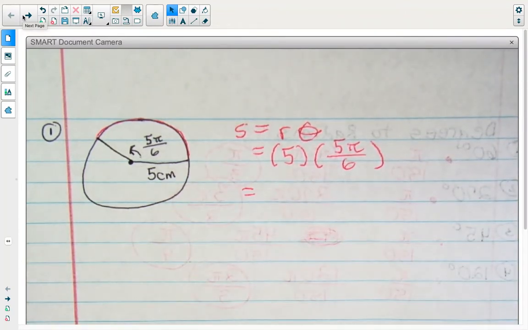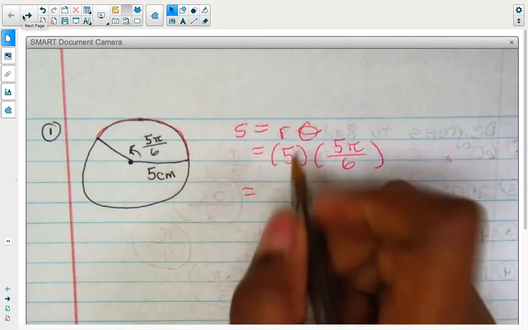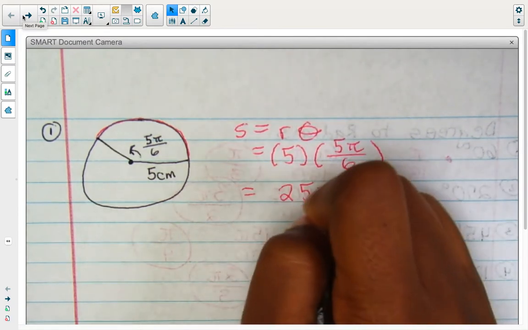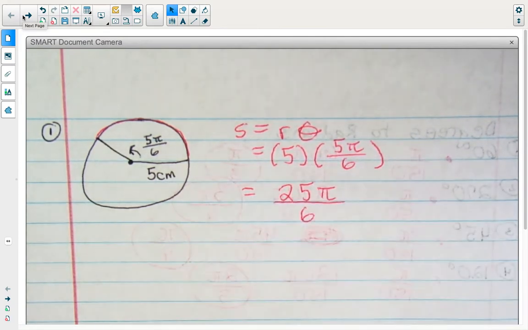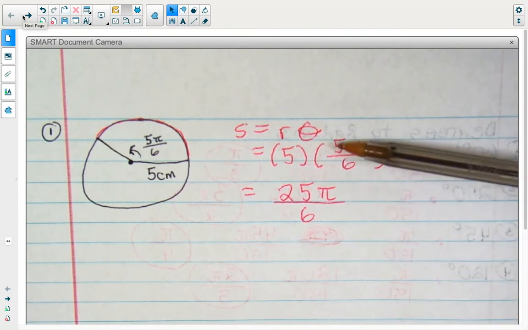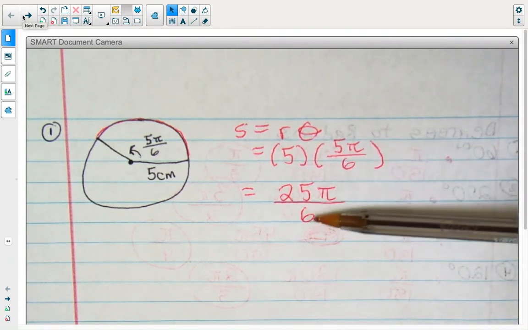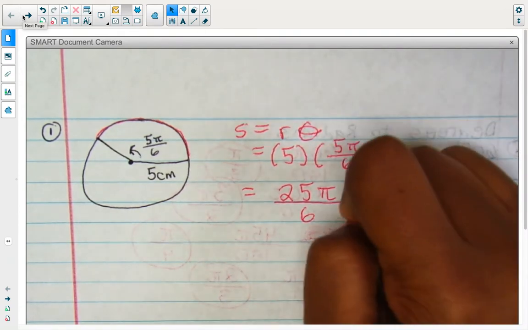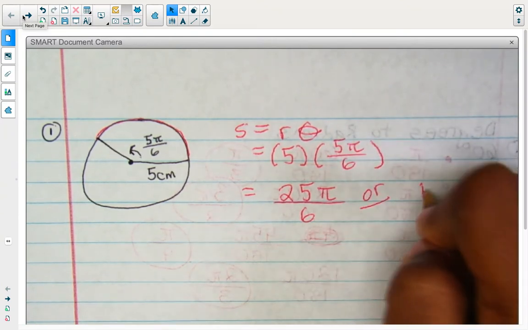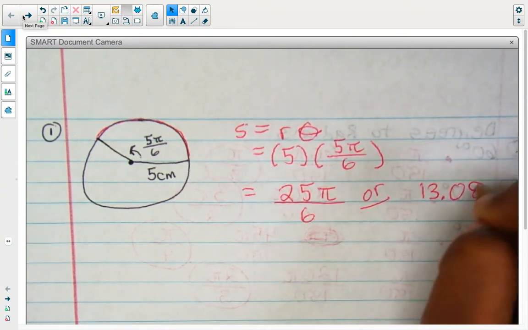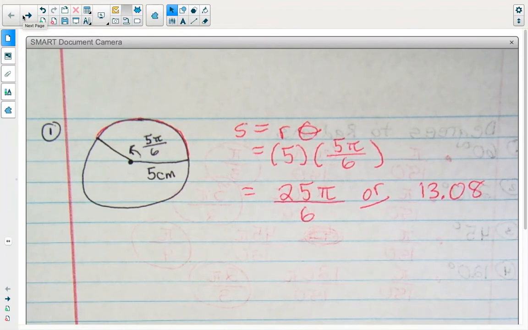So I just substituted my numbers into the formula. Now I can multiply this out. I can get a decimal answer or a precise answer, so I'm going to put both of those for you. 5 times 5 pi is going to give me 25 pi over 6. So that's my exact answer. Or if I want it as a decimal, I would type that in, and I would get the following. So these are my answers.